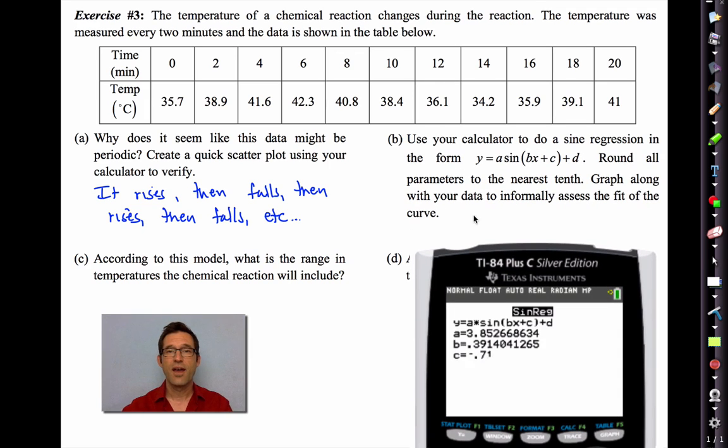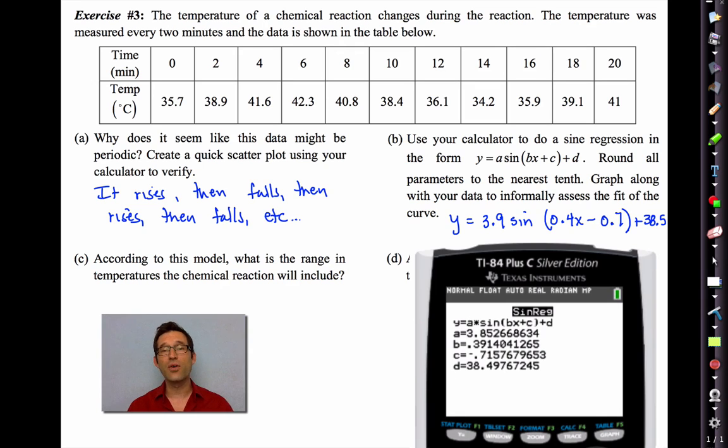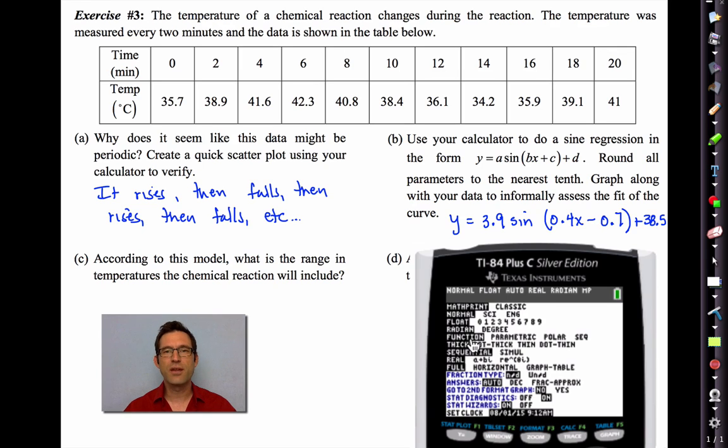And here are our results. Y equals 3.9 times the sine of 0.4x minus 0.7, plus 38.5. Now I'd like to actually see how that looks compared to the data. One thing I want to make sure I do right now, before I even put the equation in, is make sure I'm in radian mode. So hit your mode button, make sure radians are highlighted.